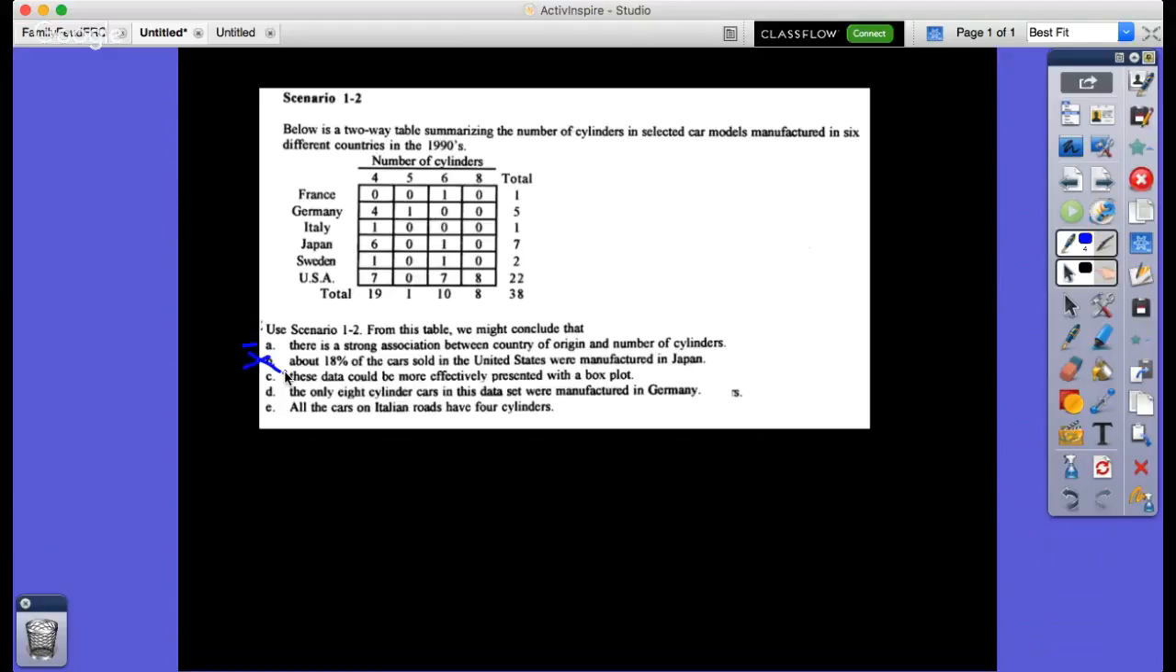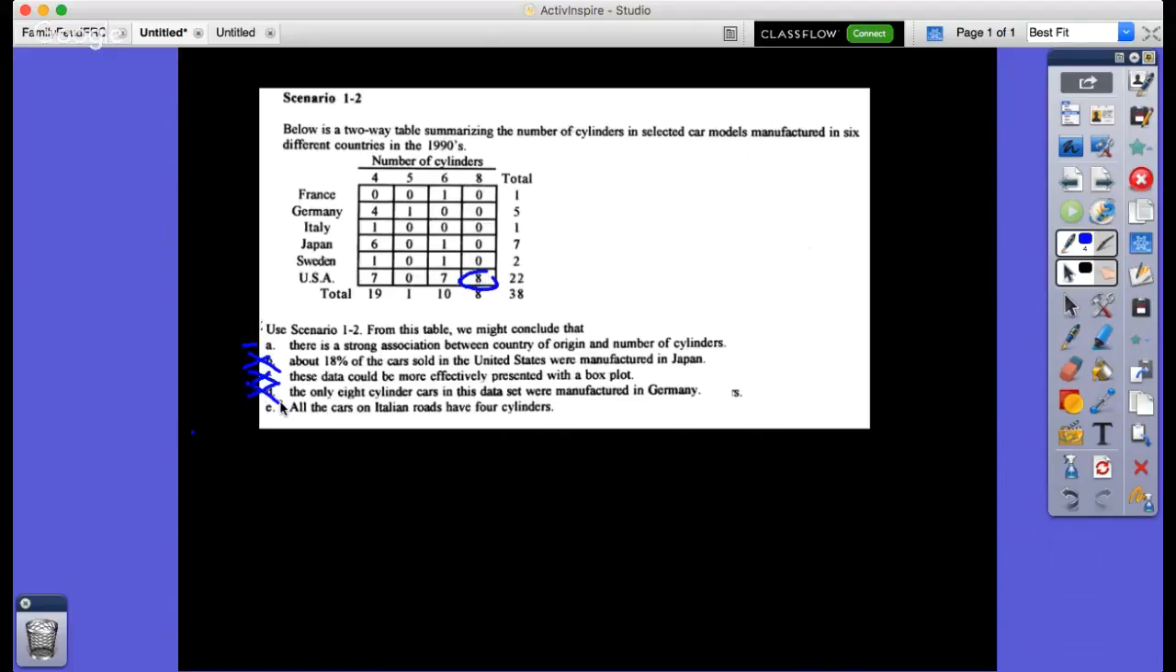C says these pieces of data could be more effectively presented with a box plot. That'd be really hard, wouldn't it? Yeah. It'd be really hard because we'd be talking about min, Q1. There's not enough pieces of data to really represent that. So I would say that C would be false, right? D says the only 8-cylinder cars in this data set were manufactured in Germany. False. Yeah, because why? In the USA.